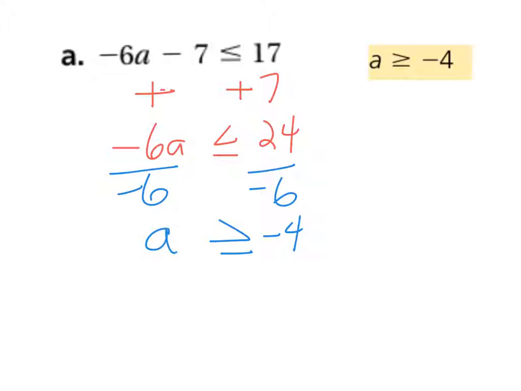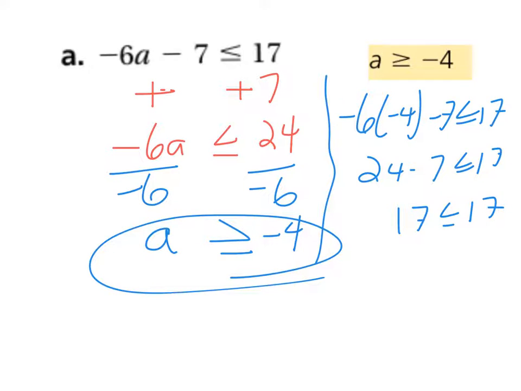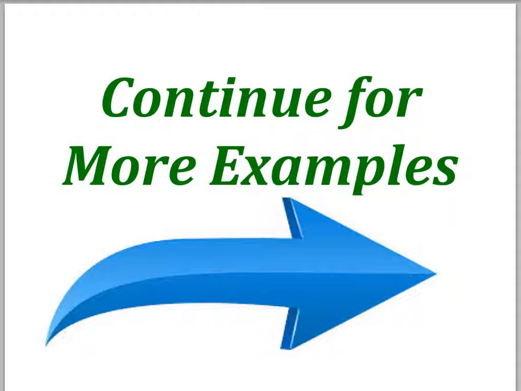And again, for your check, you plug that back in. So I'm going to have negative 6 times negative 4 minus 7 less than or equal to 17. Well, that's positive 24 minus 7 less than or equal to 17. And 24 minus 7 is 17. So 17 less than or equal to 17. So it worked. And there you go. Go ahead and keep watching for another example from me.